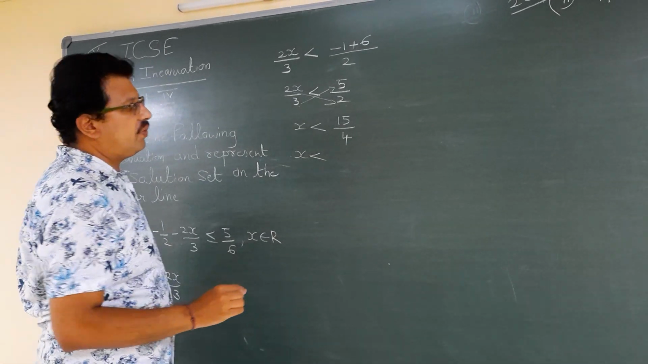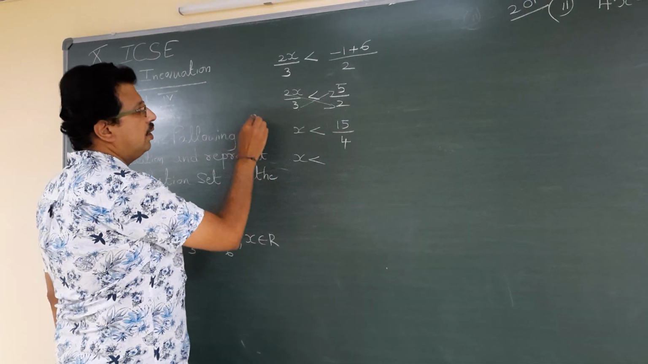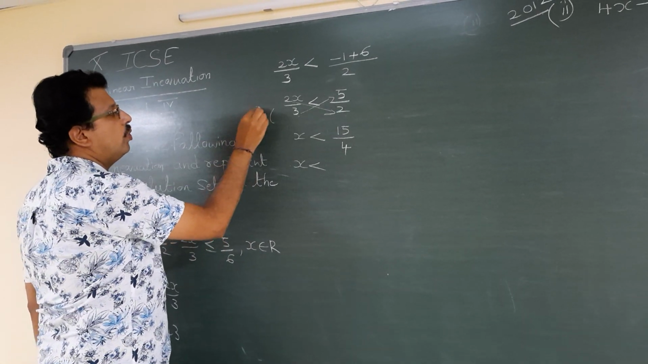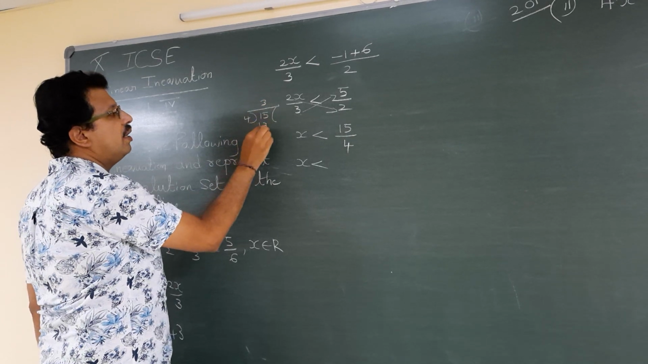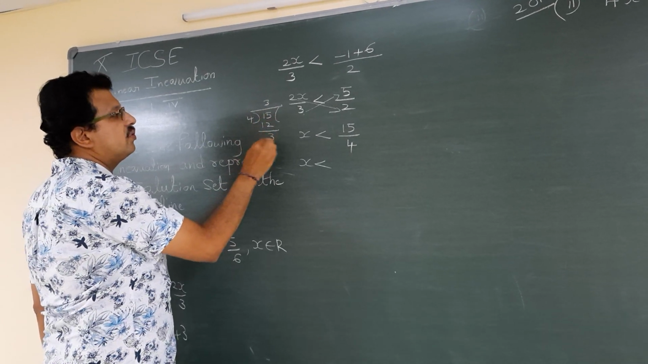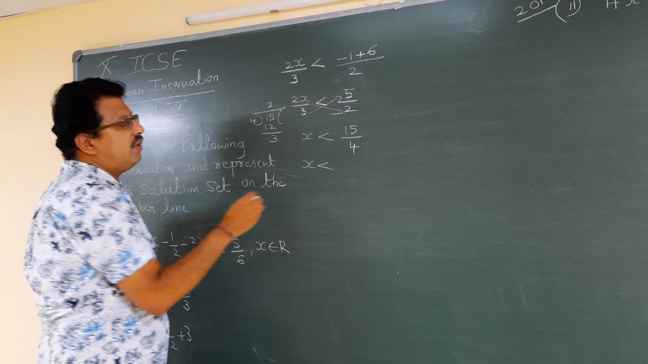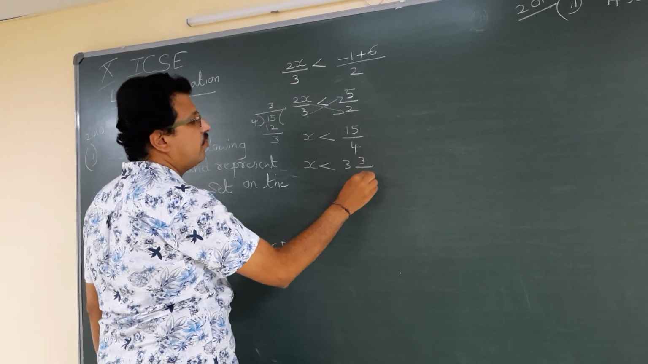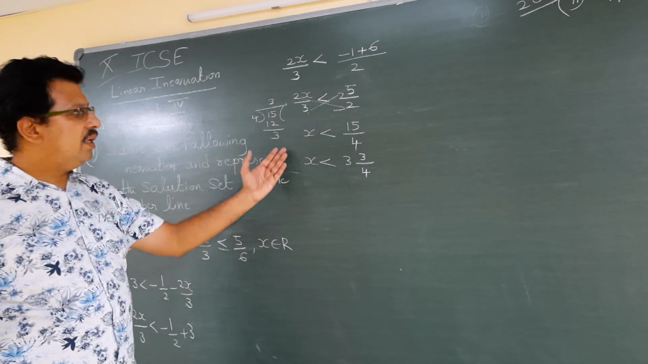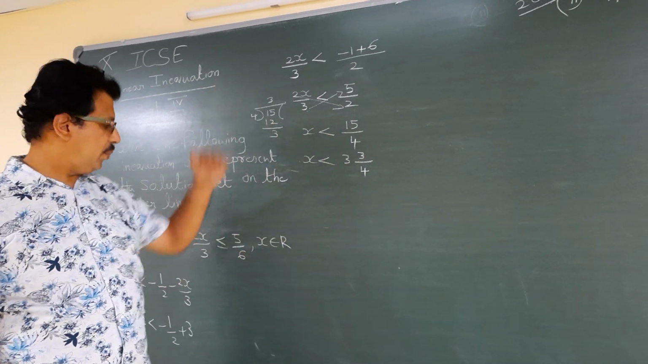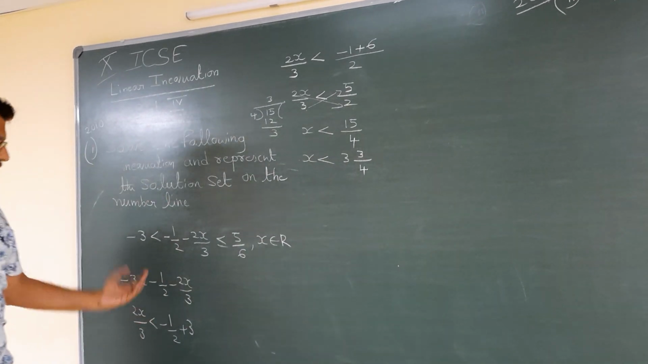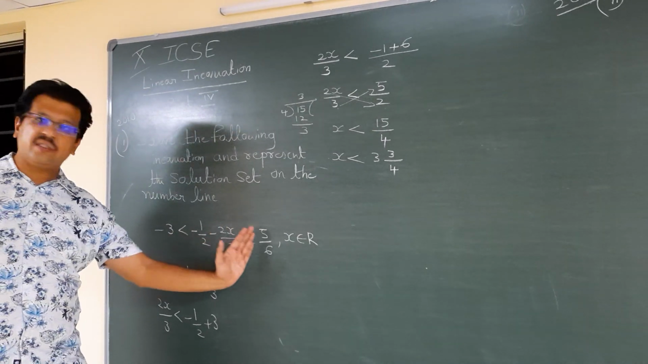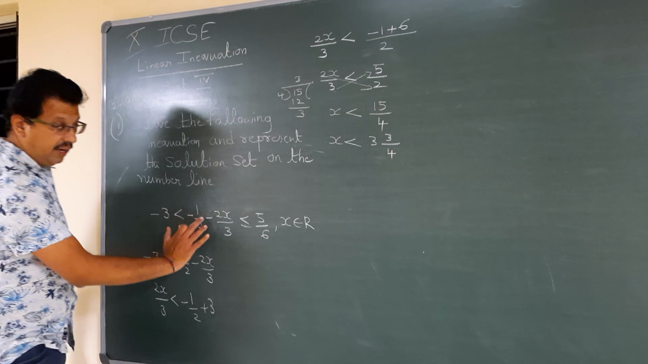What is 15 by 4? You can divide 15 by 4. 4 threes are 12, and 15 minus 12 is 3, so you can write 3 and 3 by 4. x is less than 3 3 by 4. So this is the first part we have done for you. That's the first inequation: we took the first two inequations and solved them. Next we have to take the second and third.